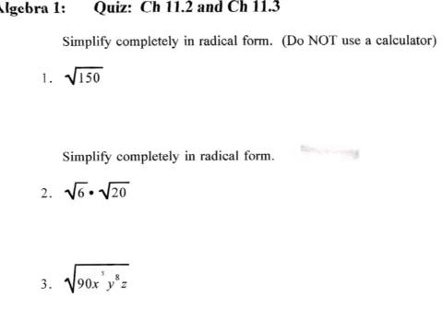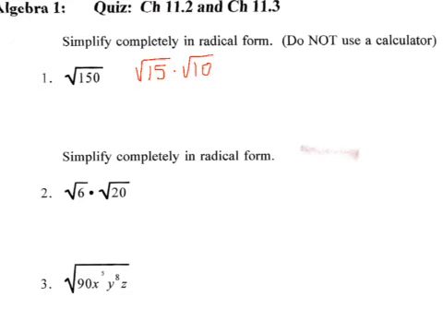Now let's review simplifying radicals. So remember, when we are simplifying a number inside of a radical, we want to try to think of what numbers multiply to that number that we can take a square root of. For example, we know that the square root of 150 is the same as the square root of 15 times the square root of 10, except we can't take the square root of any of these numbers.